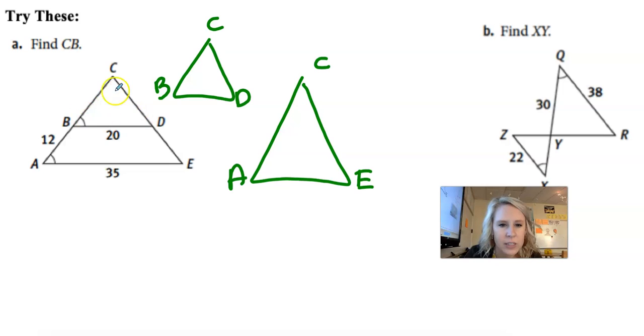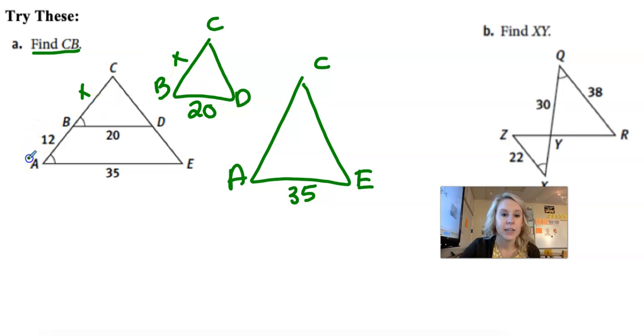So my smaller sides, I only know the base is 20. That is all I know of my small triangle. The big triangle, I know the base is 35. Now the tricky part is what to do with this 12. Okay, so I'm ultimately trying to find CB. I'm going to put an X here. So I'm going to go ahead and put an X over here.